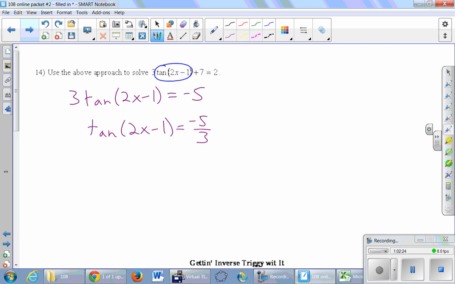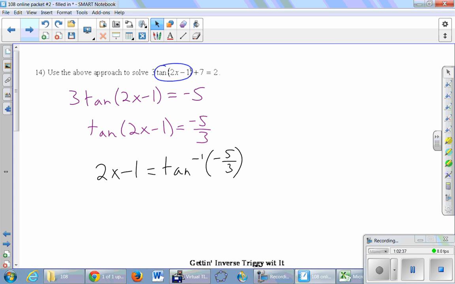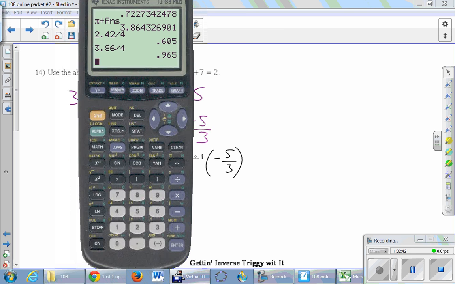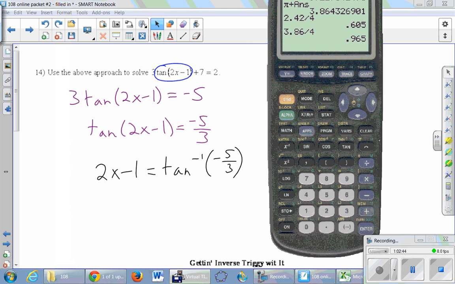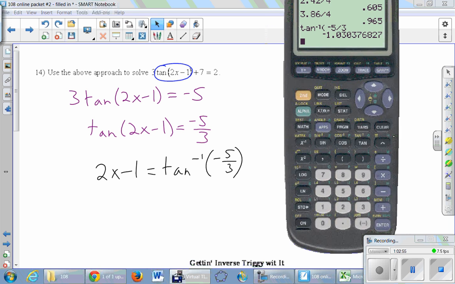Next thing to do is use an inverse trig function in the calculator in order to find one fundamental angle. So in this case, it's the inverse tan of negative 5/3, whatever that is. Okay, so we'll type this on the calculator. Again, make sure you know what mode you're in. I'd like us to practice radians unless otherwise stated. So about negative 1.03.